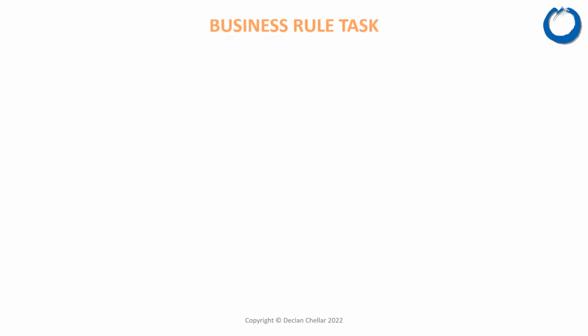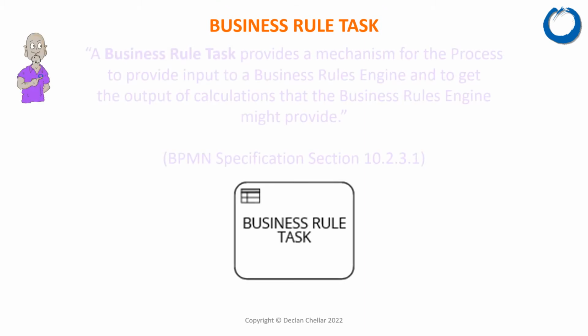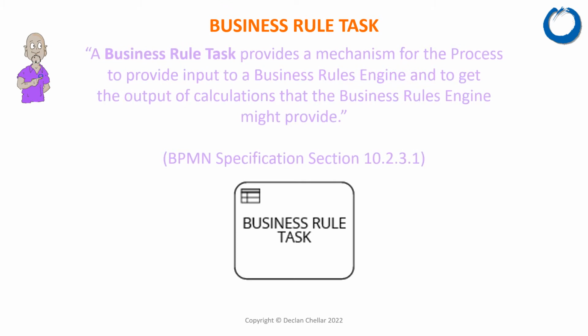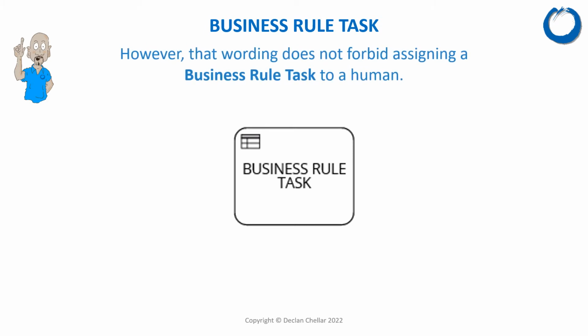Business rule task. A business rule task provides a mechanism for the process to provide input to a business rules engine and to get the output of calculations that the business rules engine might provide. However, that wording does not forbid assigning a business rule task to a human.